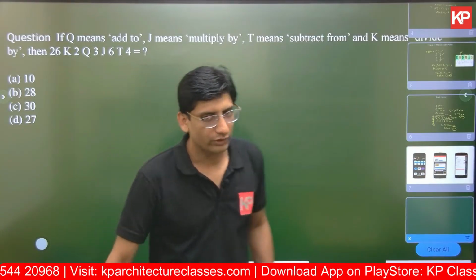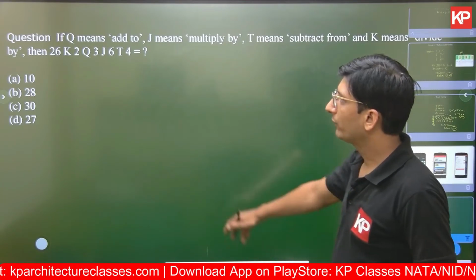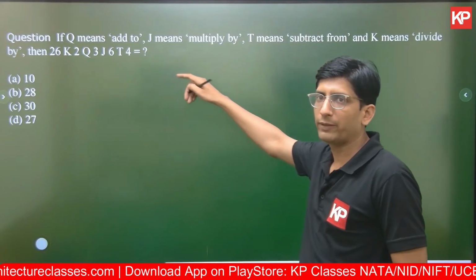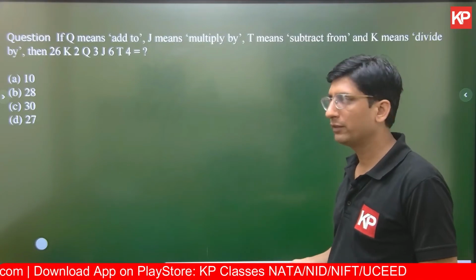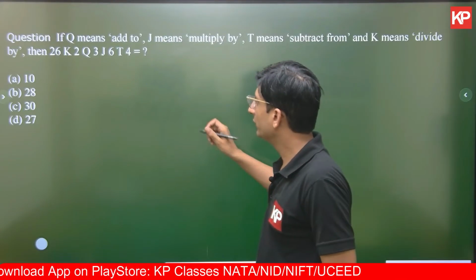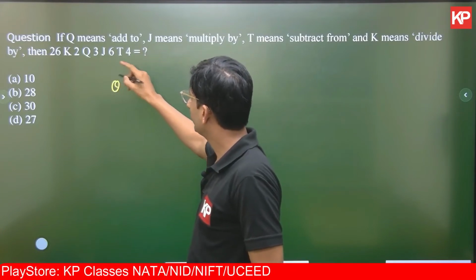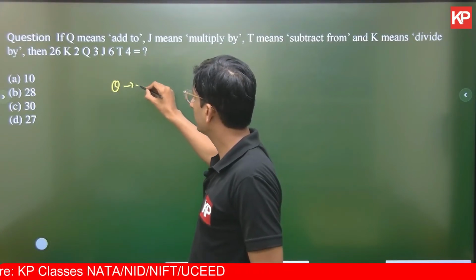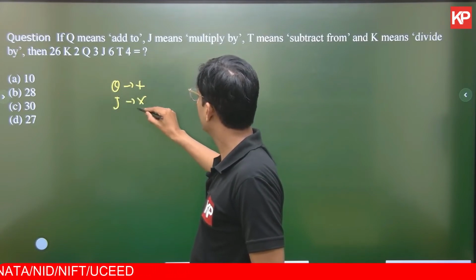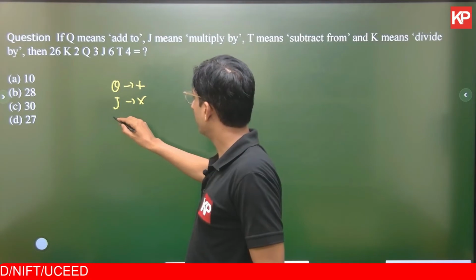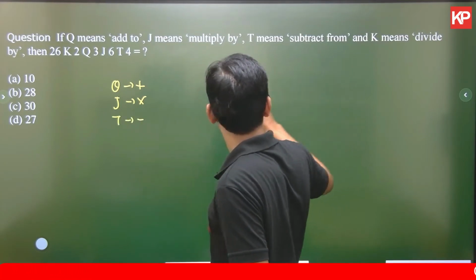So that is the first question on your screen now. The first question is one in which we just have to solve one equation. We just have to replace these letters by the symbols, and then we will be able to solve it. So first write it down that Q means add, J means multiply, T means subtract, K means divide.